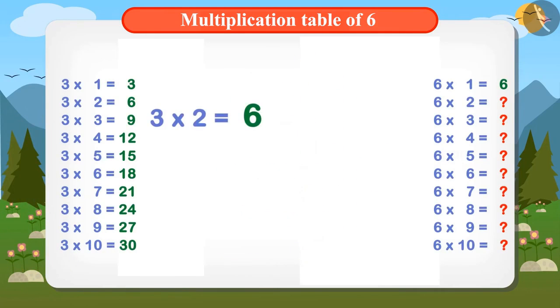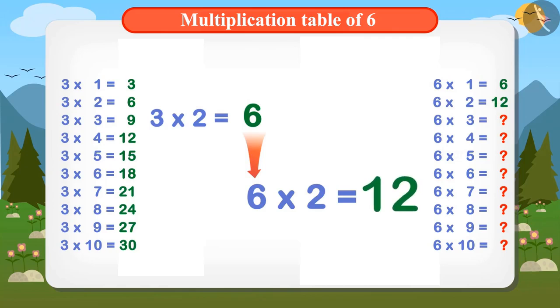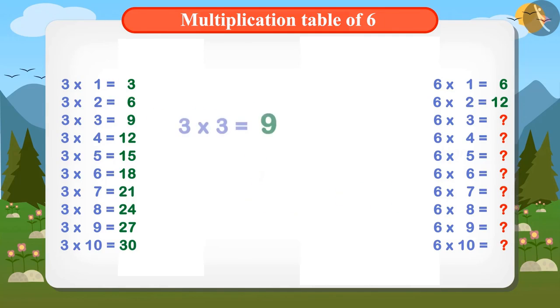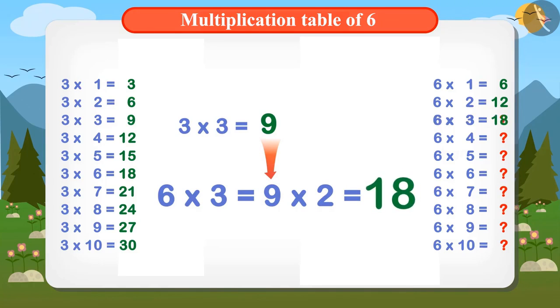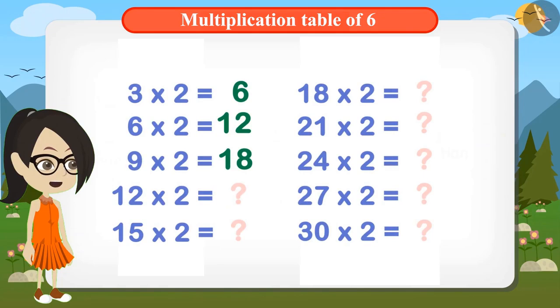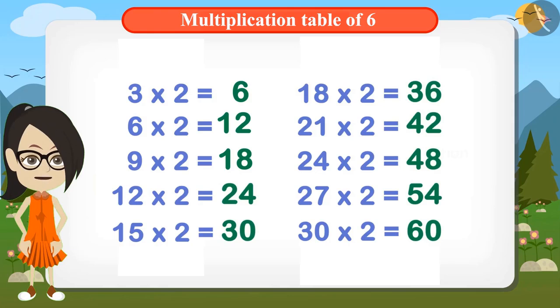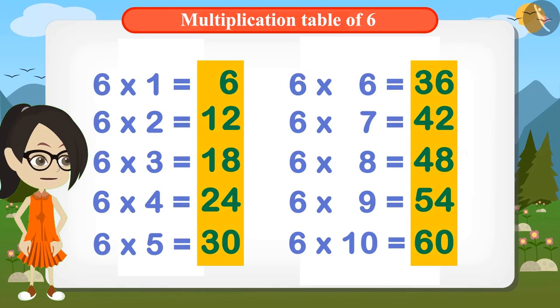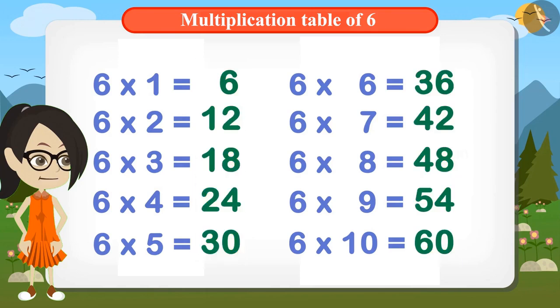3 times 2 is 6, so 6 multiplied by 2, that is 6 times 2 will be 12. This is very easy. 3 times 3 is 9, so 6 multiplied by 3 will be 9 times 2, that is 18. Now, I can find out the table of 6 in this manner. You can also find out the multiplication table of 6 like this. We have already written down the table of 6.